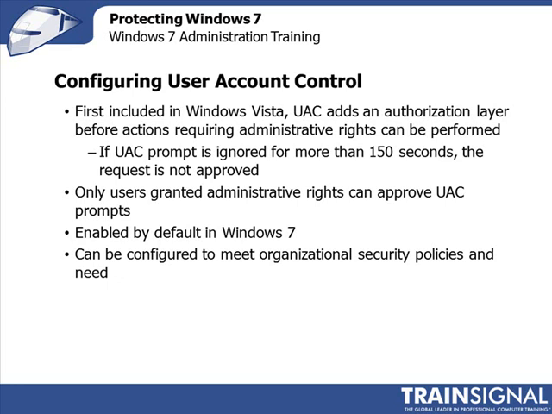Only those users that have been granted administrative rights are allowed to approve UAC prompts. So if you're just a standard user without administrative rights on a machine, you're not going to be able to authorize anything that would require administrative rights anyway. By default, user account control is enabled in Windows 7, and the settings can be configured to meet organizational security policies and needs.